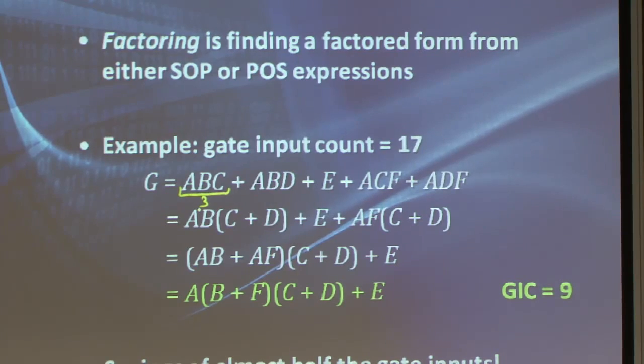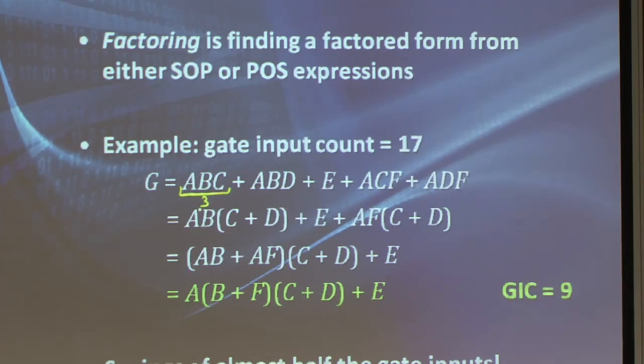Now, someone asked me before, when we do gate input cost, should we assume we only have logic gates with 2 inputs, or can we assume as many inputs as we want? Usually we can assume any number of inputs that we want. In reality, there are gates with 2, 3, 4, 5, 6 inputs. Once you start going over 6 inputs, the circuits start to fail.